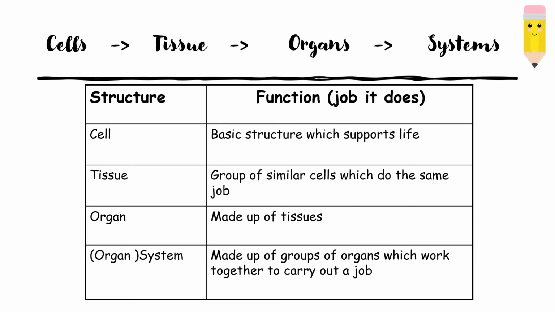they do. So cells are the basic structures which support life. So they're our basic unit of life. Okay, and then we have tissues. Tissues are groups of specialised or similar cells, and they all do the same job. We've got an organ. We know that our organs are made up of tissues. So you've got like your heart, which is made up of lots of muscle tissue. And then you have an organ system, and that's made up of groups of organs which work together to carry out a job.